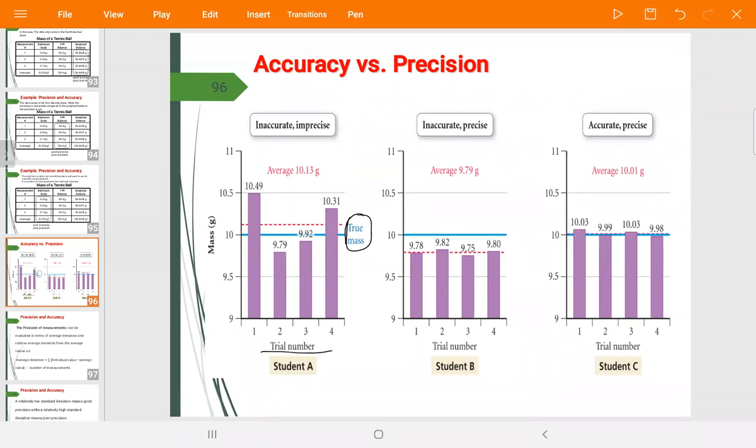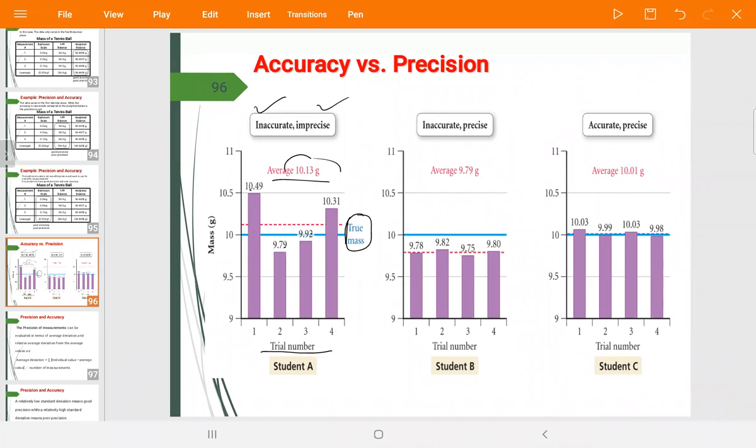Now, remember, this is the true mass. So that is the true value, is the meaning of this. Now, if you take the average, simply if you add this, plus this, plus this, plus this, and divide it by four, you get 10.1. But the true value is 10. So because it is different from 10, it is inaccurate as well as what? Imprecise.